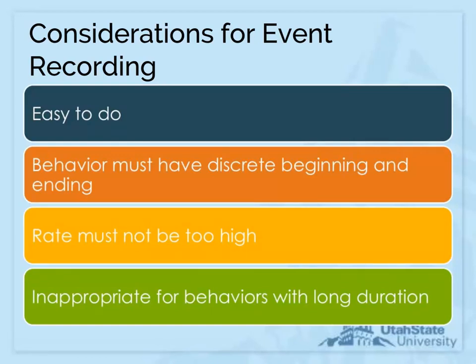These types of data collection methods are most common for a reason. They are generally pretty easy to do. However, as we discussed during the slides for count and rate, behaviors measured this way must have a discrete beginning and ending. The rate must not be too high, and this is generally not appropriate for behaviors with long durations.